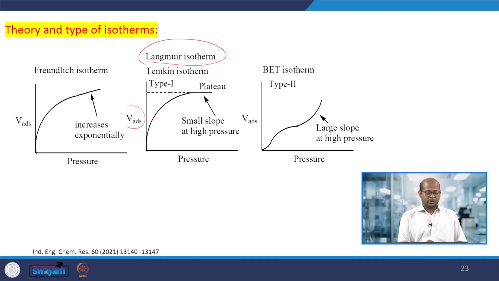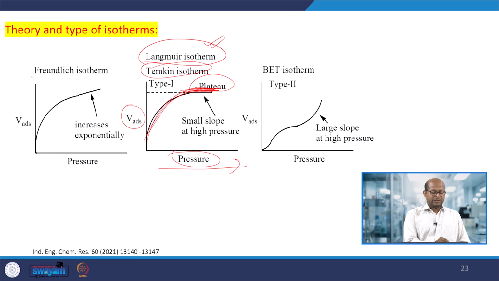In the isotherm, the volume of nitrogen adsorbed over the surface increases with increasing pressure during adsorption. It looks like this and gradually increases. If we increase the pressure, the amount of gas adsorbed follows like that. After that saturation will come, so that is a plateau. That is the case for the Langmuir isotherm, and the Temkin isotherm also follows this way.